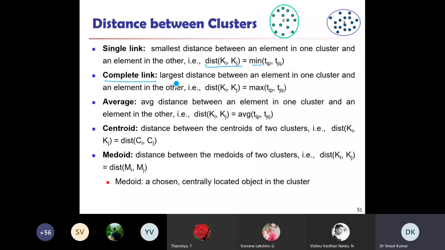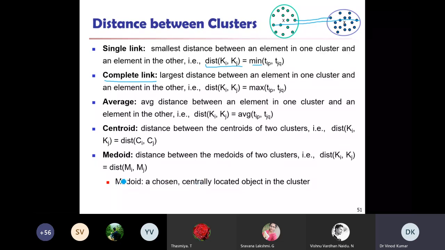Next one is the complete link. Here we consider the largest distance between an element in one cluster and an element in the other cluster. If I take this link, which one is the farthest? This one, and in this cluster this one is the farthest. So you take this one here. In the minimum, if I say, this will be very small because they are near to each other.